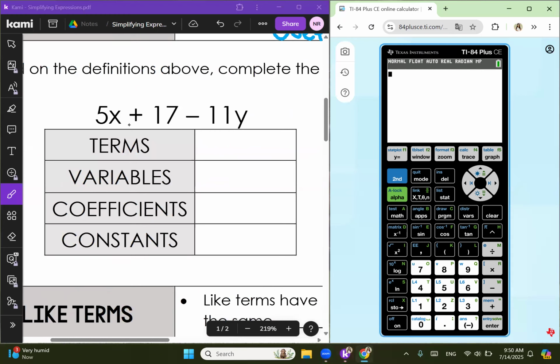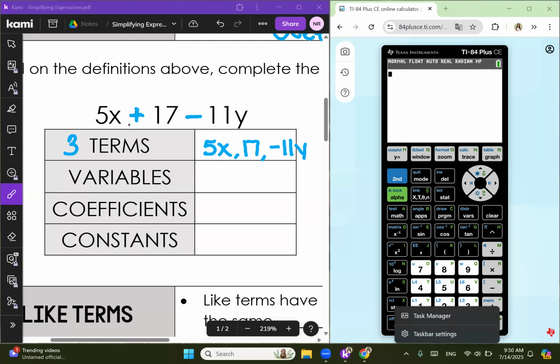Okay, we want to know how many terms we have in this very first expression. Well, we see a plus sign here, we see a minus, and it separates it into three different groups. Terms are going to be your groups of numbers or numbers with letters, right? So that means that we have three groups, three terms. One of the terms is 5x, 17 is also a term, and negative 11y, only because of that minus sign.